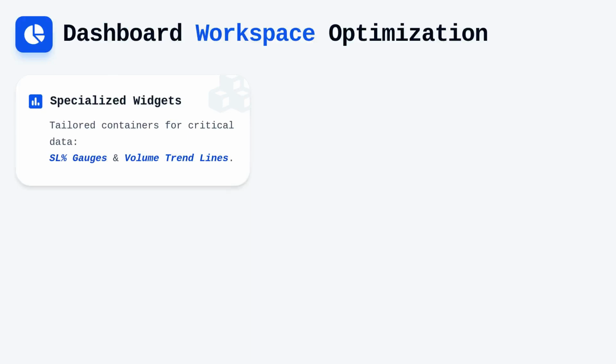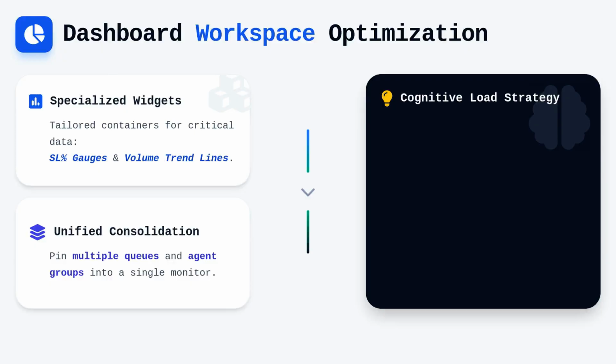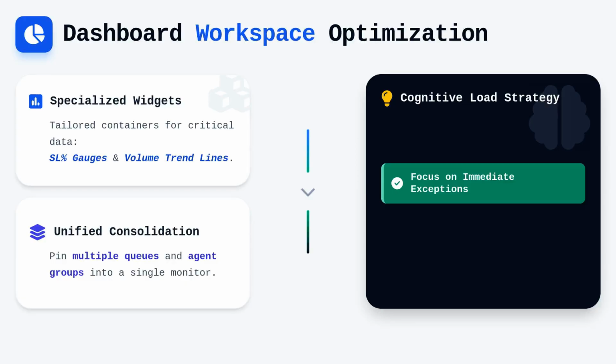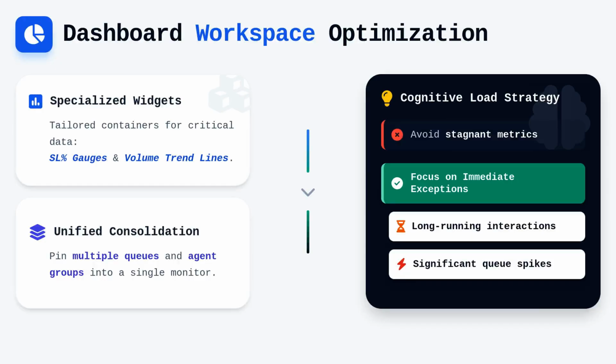The strength of the dashboard lies in its capability for consolidation, as you can pin multiple queues or agent groups to a single monitor. When you customize your workspace, consider the cognitive load of a supervisor who may be looking at several displays at once. A well-designed dashboard focuses on immediate exceptions, such as long-running interactions or significant spikes in queue length, rather than displaying an overwhelming array of stagnant metrics that require time to decipher.